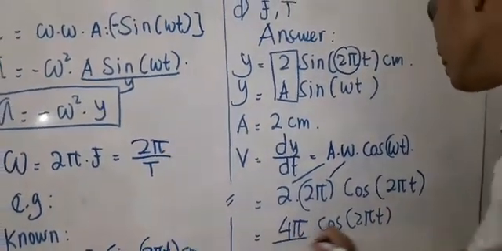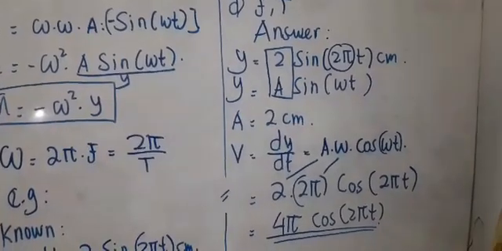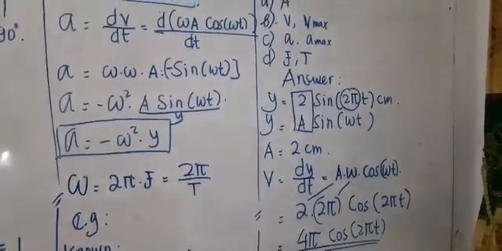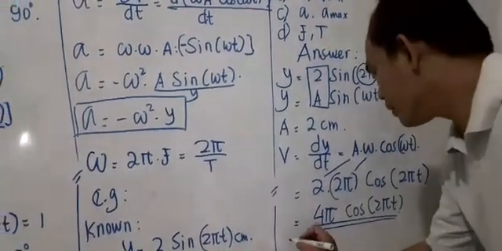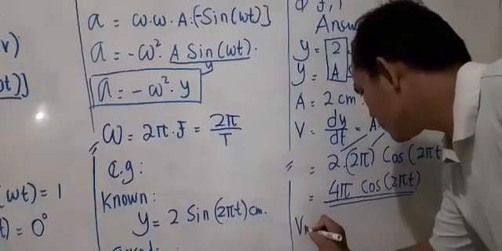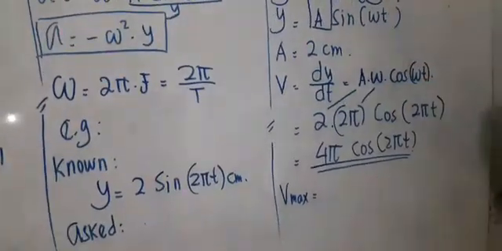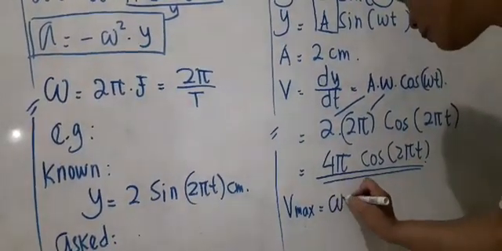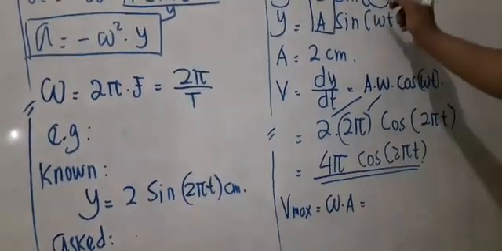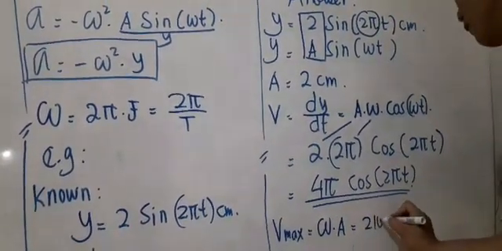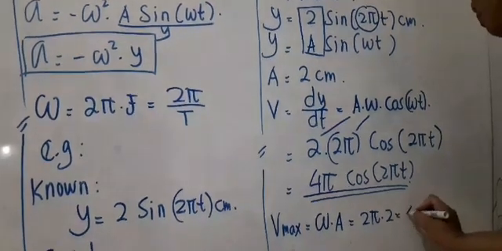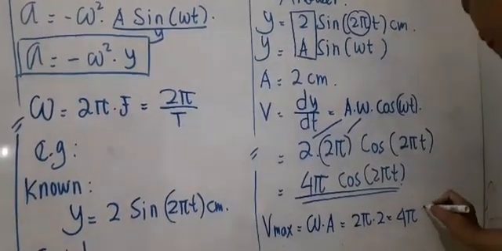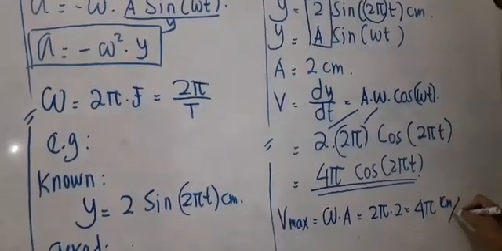This is the equation of the velocity or the speed of the wave. If you are going to ask for the maximum speed or maximum velocity, it is equal to omega times A, which is 2 pi times 2, which is equal to 4 pi centimeters per second.